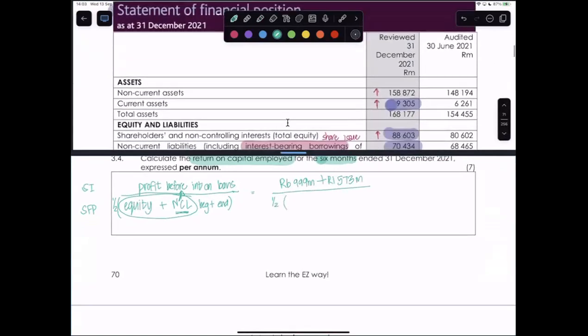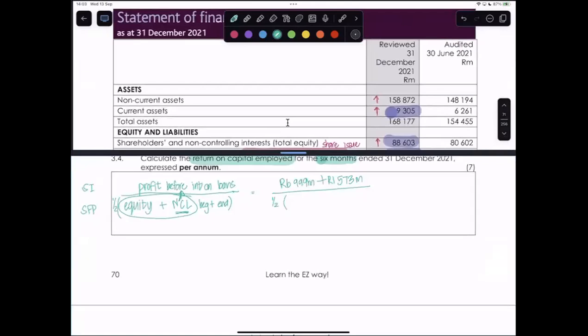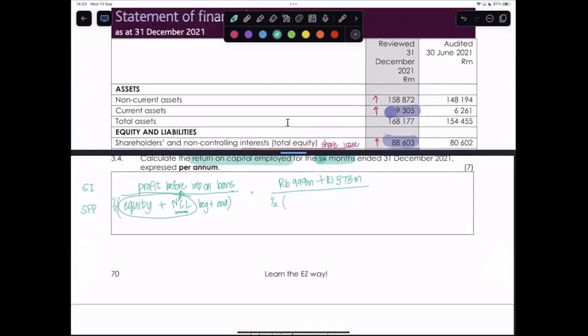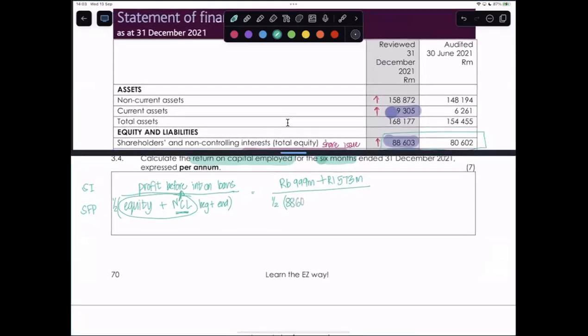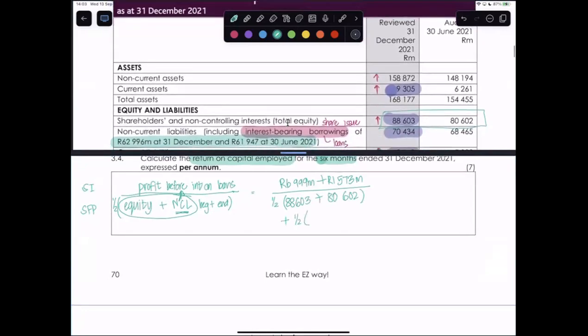Now we go and get our equity. You can see there are our equity numbers, and we use both the beginning and the end. So we'll say 88,603 plus 80,602. And then we also need to say plus the average of the non-current liabilities. And here's the non-current liabilities. We're going to use the 70,434 and the 68,465.